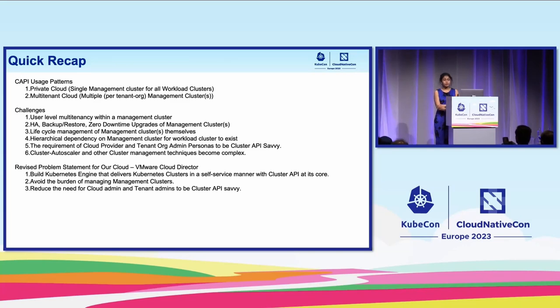Okay, so let's do a quick recap on what Arun has gone over. He went over a couple of cluster API usage patterns, and out of those, two stand out. Number one, cluster API usage in a private cloud-like environment where we have a single management cluster and multiple workload clusters under it. That pattern mostly works very well, especially in clouds and teams of smaller size. And the next one is cluster API usage in a multi-tenant cloud platform, where a dedicated management cluster is expected to be present in each tenant organization.